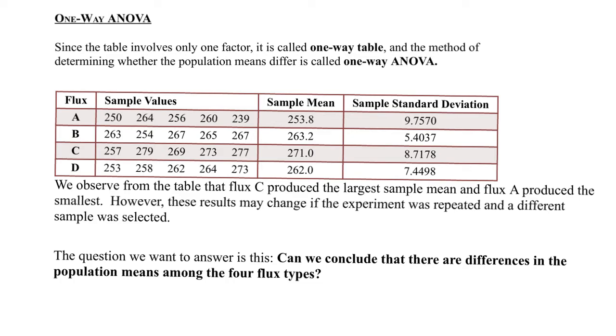Because there is only one factor, here the factor is flux type, this is called a one-way table. And the method of determining whether the population means differ is called the one-way ANOVA. So the question we want to answer here is, can we conclude that there are differences in the population means among the 4 flux types?